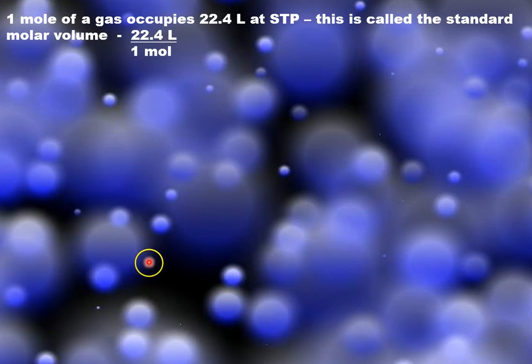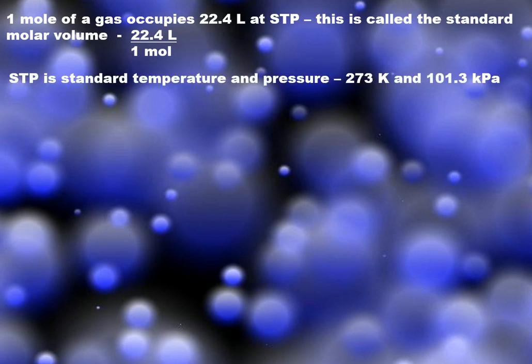So at STP, at standard temperature and pressure, at standard conditions, 1 mole of a gas occupies 22.4 liters, and this is called the standard molar volume. Otherwise, we can set this up as a conversion factor. 22.4 liters over 1 mole is all gases at STP. 1 mole of any gas is going to occupy 22.4 liters. Avogadro actually found that relationship.